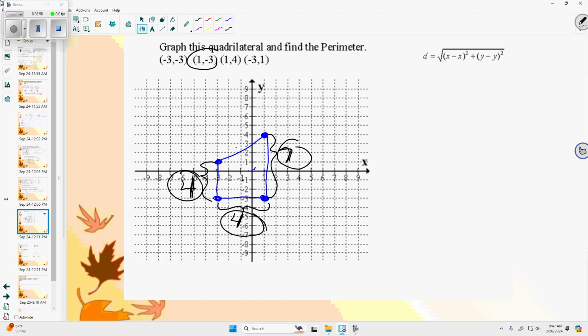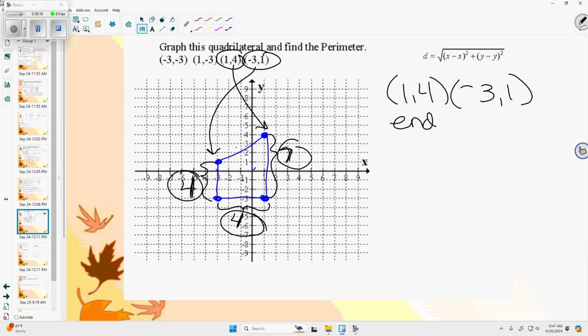Okay. Because -3, 1 is that one. 1, 4 is that one. So the ends of the slanty sides are what we're going to put in that distance formula.